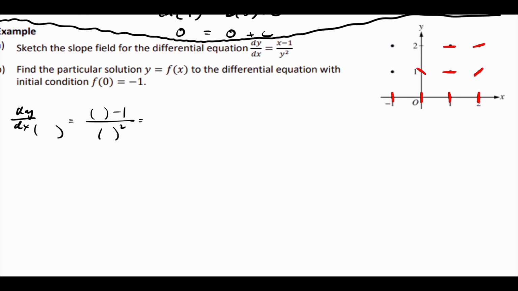Negative 1, 1. Negative 1, 1. So negative 1 is x. Positive 1 down here. So I get negative 2 over 1, which is negative 2. It's a little bit steeper than negative 1.